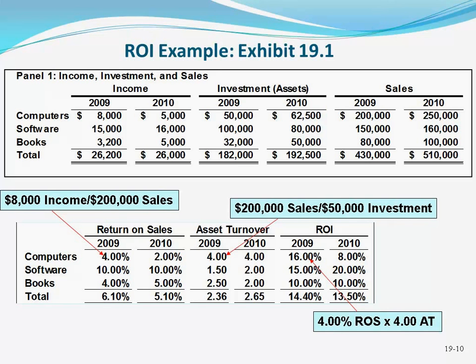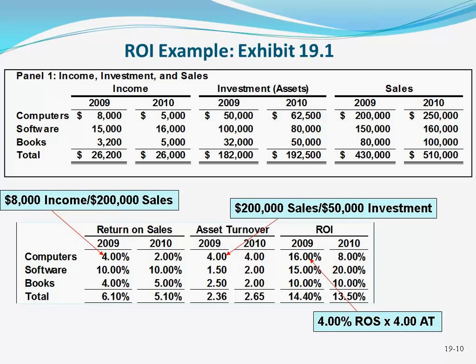So if you want to go through the numbers, let's look at computers 2009. The return on sales is 4%. How do we get to 4%? 4% is 8,000 income divided by $200,000 sales. It tells you that the return on sales in terms of income is 4% of sales.